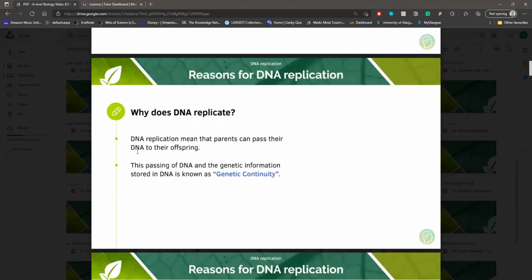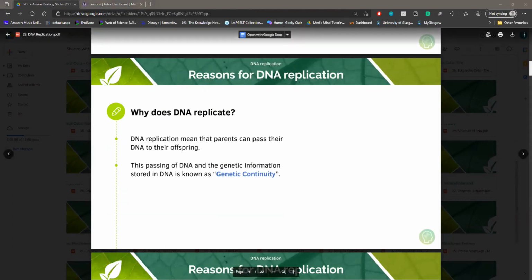So the first thing we need to know is, why does DNA replicate? DNA replication is a key part of the cell cycle. If you can imagine the cell cycle, let me draw this out. You guys have seen the cell cycle before. You have G1, S, G2, and M. In this S phase of the cell cycle, that's when DNA replication occurs.